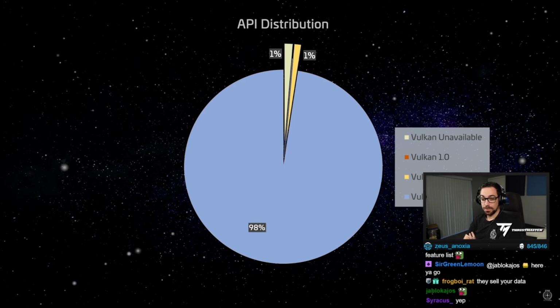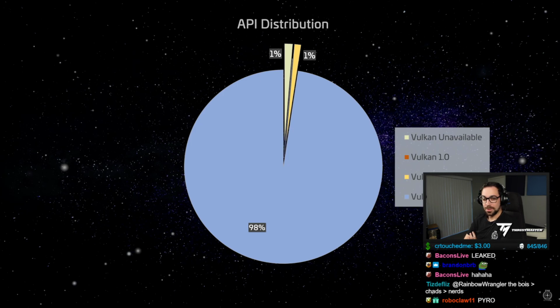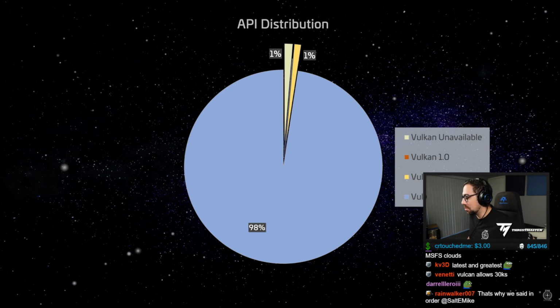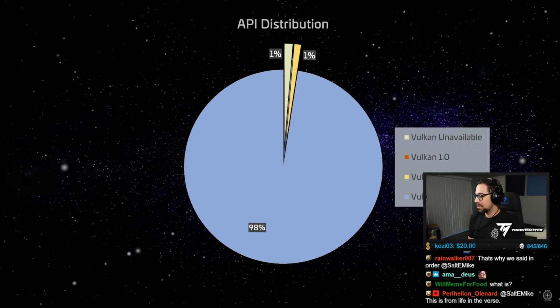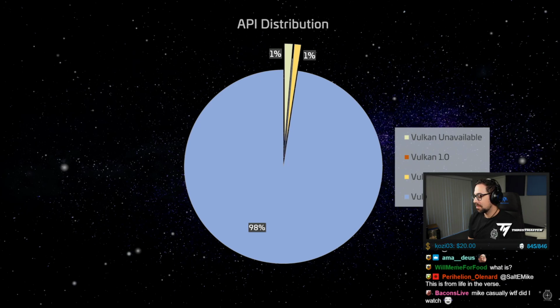On screen at the moment is a diagram that shows the distribution available for Vulkan API versions amongst currently active players. This was captured in the last 3 months, and as can be seen, the vast majority are able to use Vulkan fully in 1.2. We did see a negligible amount of 1.0 and some that were unavailable.